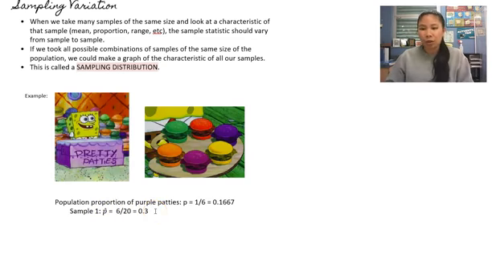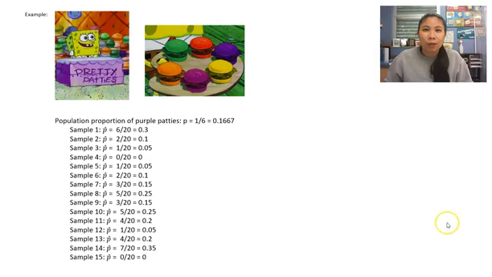Okay, so let's pretend he made some more, so now he's back at 600 total pretty patties. I asked for another order of 20 pretty patties. This time, I end up with 2 purple patties. So that ends up being a sample proportion of 0.1. And let's say I just keep doing this. I ended up giving SpongeBob 15 different orders of 20 patties, and these were the proportions of the purple patties that I got. I converted them all into decimals for convenience.